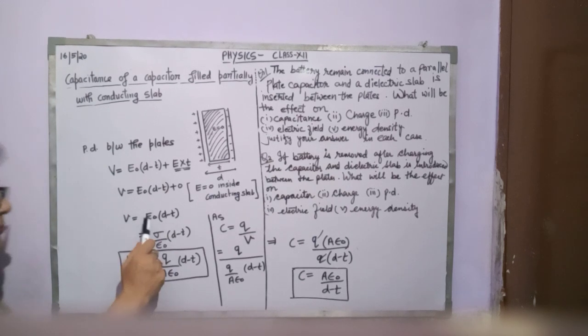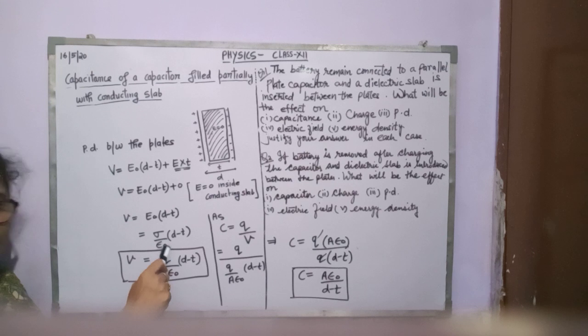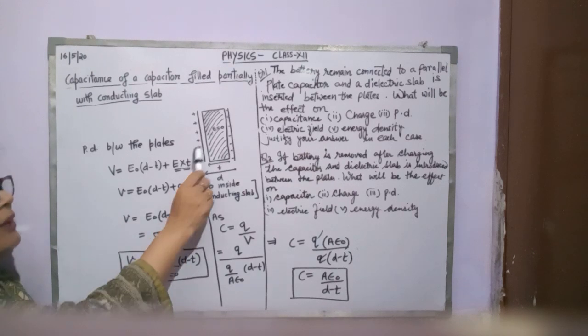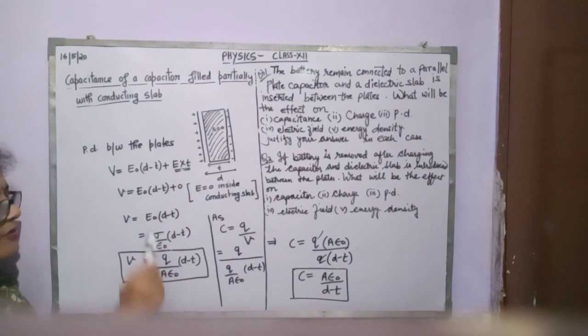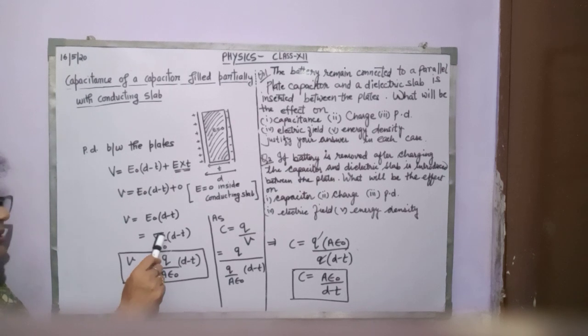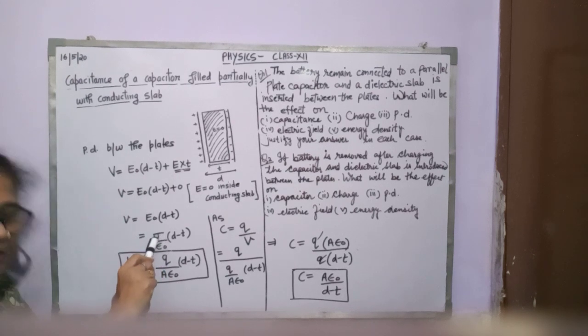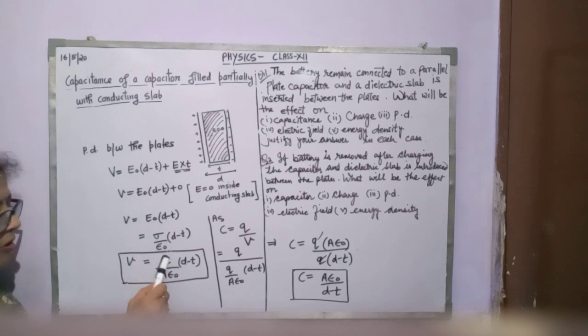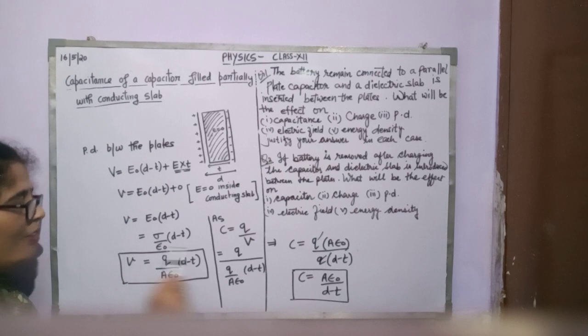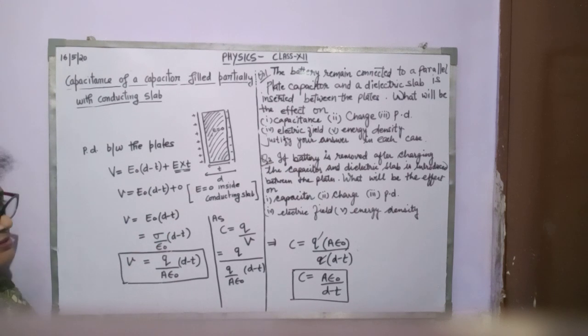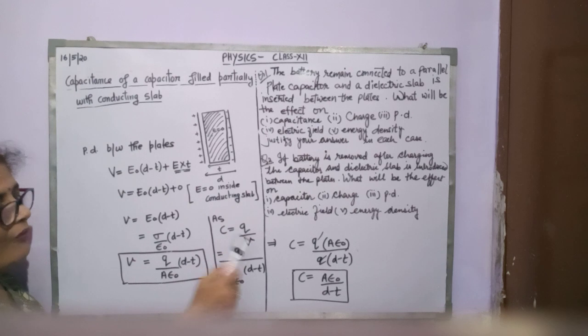Now E naught is equal to sigma upon epsilon naught. Between the two parallel plates the electric field is uniform and its value is given by sigma upon epsilon naught. What is sigma? Surface charge density, that means charge divided by area. This is your Q upon A. This is the value of the potential difference between the plates. And what is the value of the capacitance? C is equal to Q upon V.